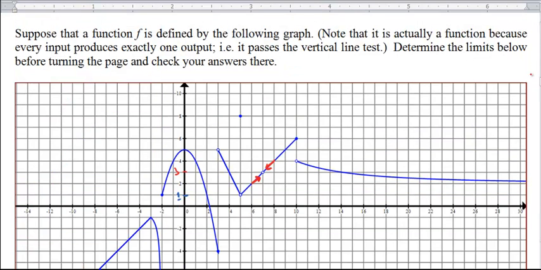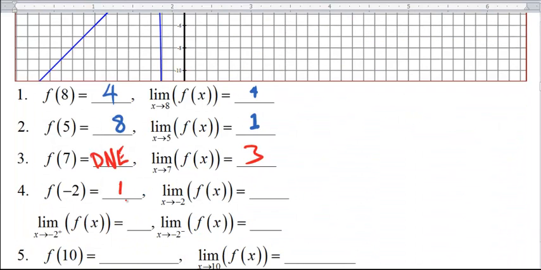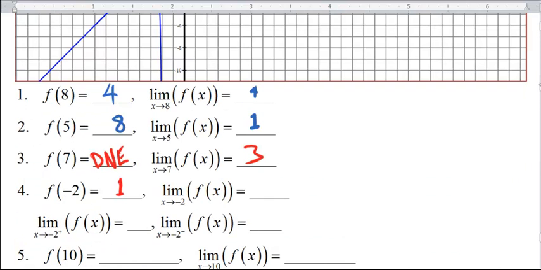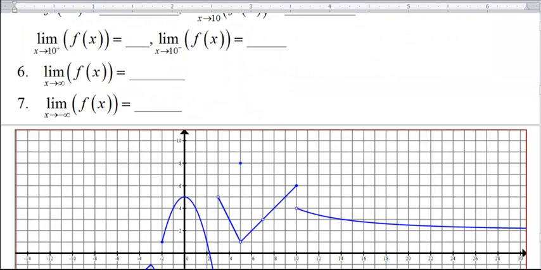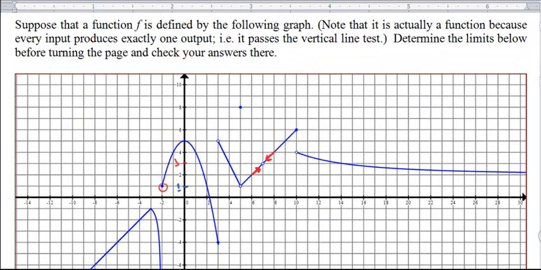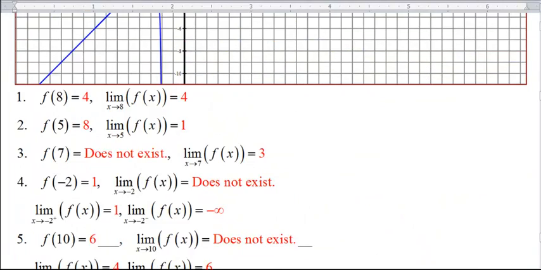f of negative 2 next. Right there's the point that has a y value of 1. So that's our function value. What's the limit as x approaches this? Well, it actually does not exist. Why? Because the left and right limits are not the same. Let's look at the left and right limits.